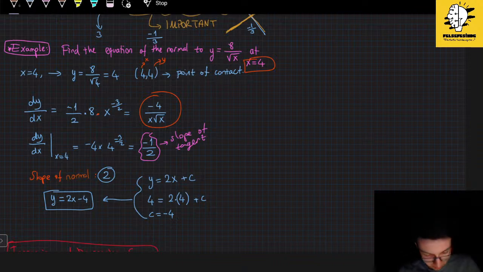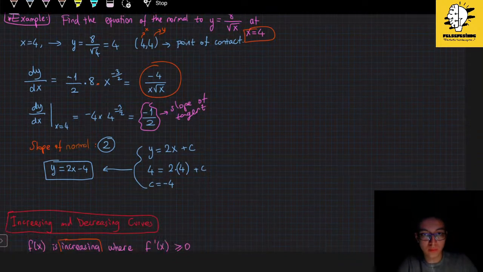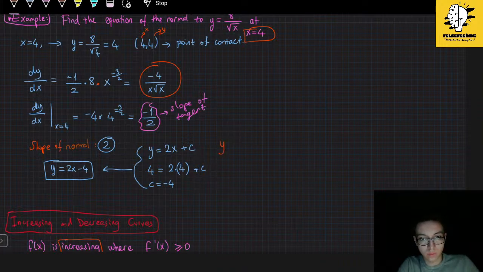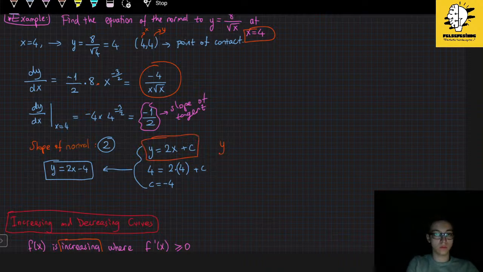And slope of normal, we take as reciprocal, it is 2, and we add minus. It was minus 1 over 2, so it is 2 now. Okay, so we know that its gradient is 2. And let's construct our line, our equation. As you can see, it is y is equal to 2x plus c. But we need to find c, right?